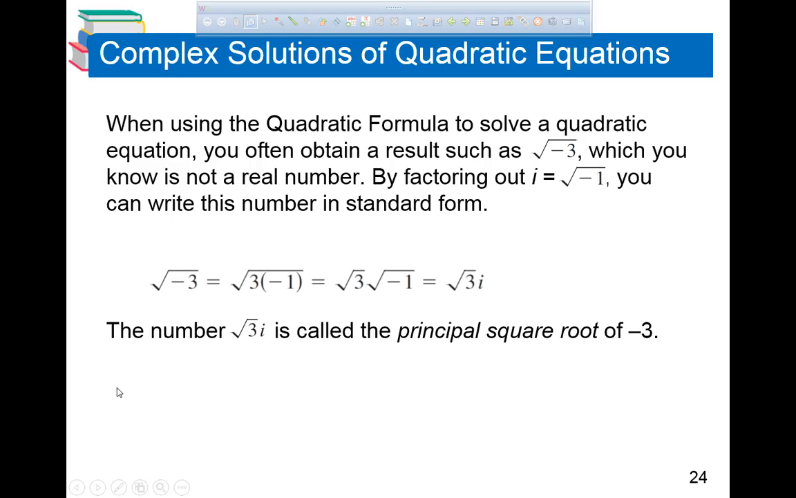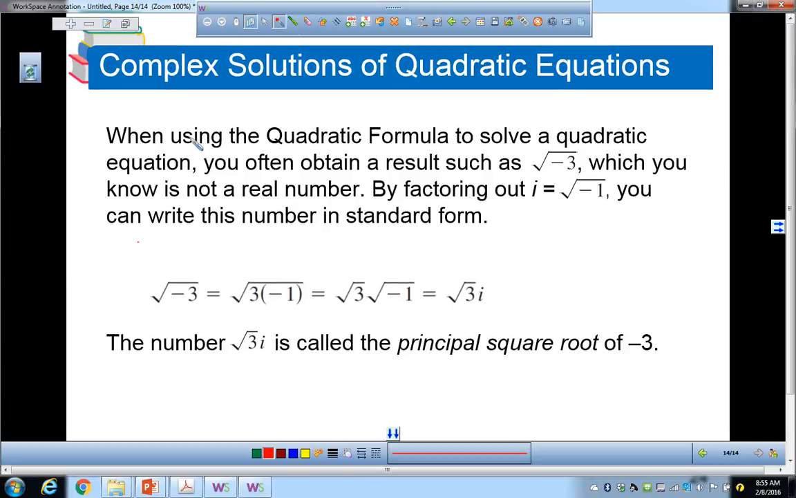But now we're going to talk about complex solutions to a quadratic equation. Okay. So now this isn't hard. I think you've done this before too. When using the quadratic formula, you often attain a result such as negative square root of 3, which you know is not a real number. By factoring out i, you can rewrite this number in standard form. So if you have negative square root of 3, that can be written as root of 3i. How can I rewrite, for instance, negative square root of 27? Can you tell me how I could break that down?